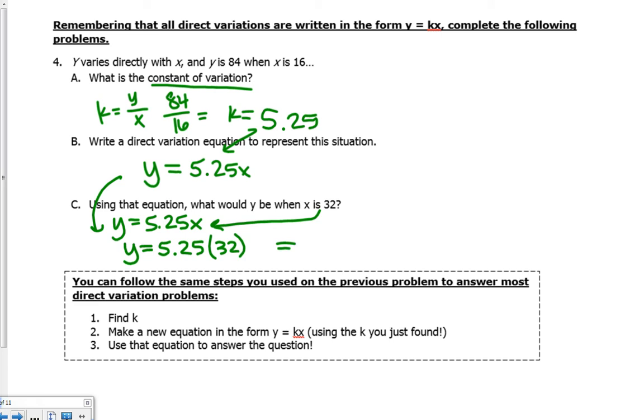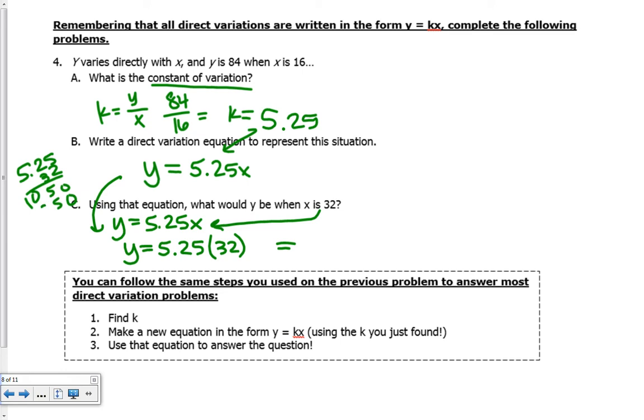So I multiply that out. I can't find my calculator. Do it by hand, old school. 168.